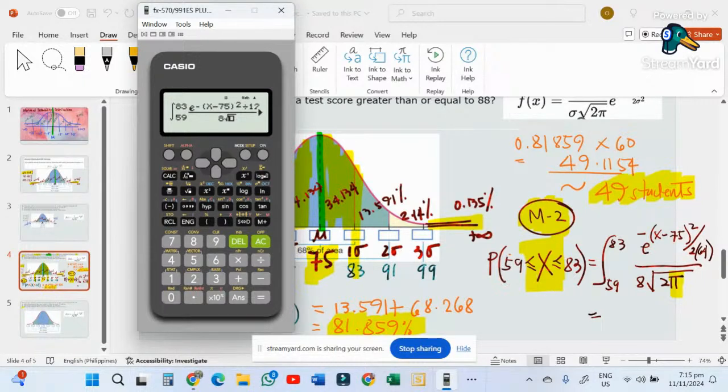So I'm doing my lecture in normal probability distribution for my second year engineering students. Right, so that would be 8 times the square root of 2, and then pi.